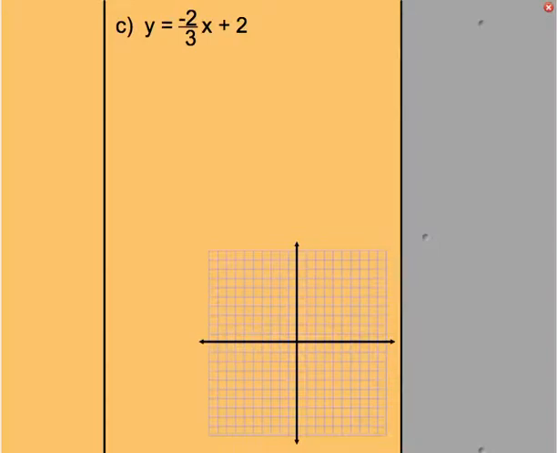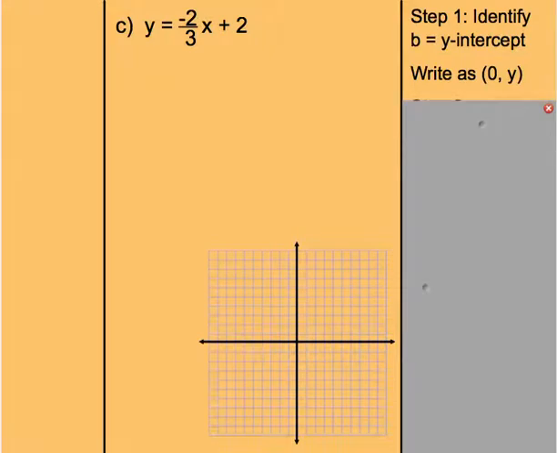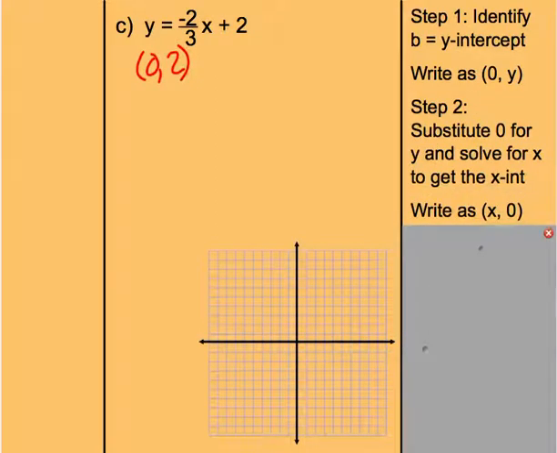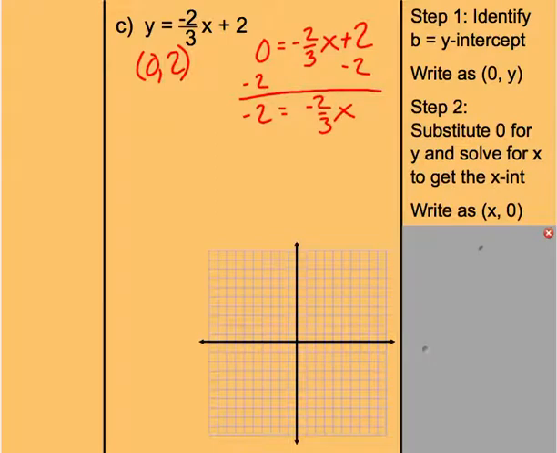Last one. So again, finding that y-intercept is pretty straightforward. It's our b value, our constant. Solving for the x-intercept, we substitute 0 for y to solve for x. So the first thing I'm going to do is cancel my plus 2. And then to solve for x, I can either do this in 2 steps or I can do it in 1. And I'm going to show you both ways so that you can choose which method makes more sense to you. I'm going to show the 2-step process first, and then I'll show the 1-step process.